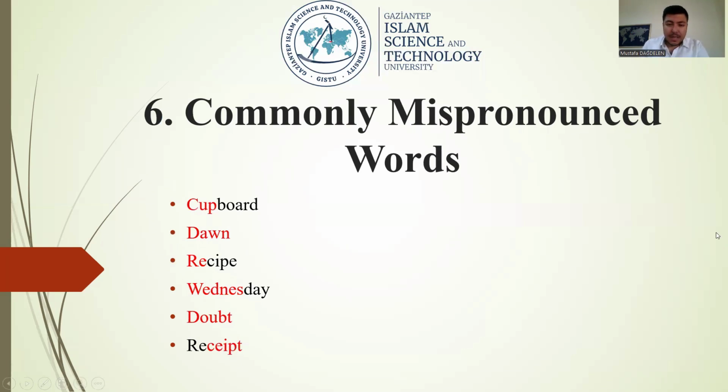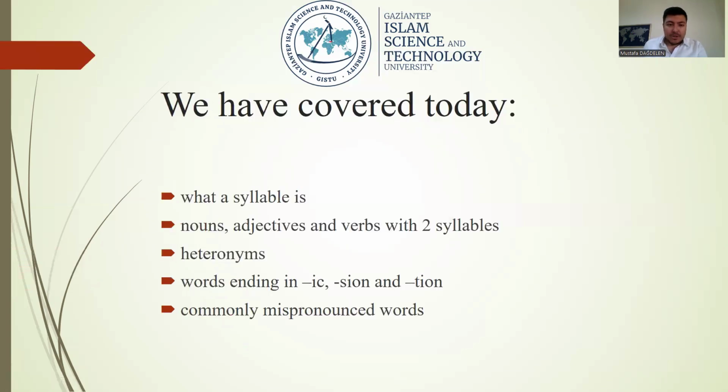All right. So today we have covered what a syllable is, nouns, adjectives, and verbs with 2 syllables, heteronyms, words ending in -ic, -tion, and -sion, and commonly mispronounced words.